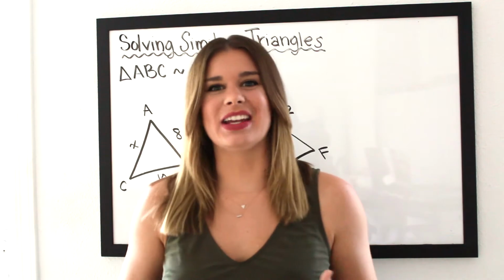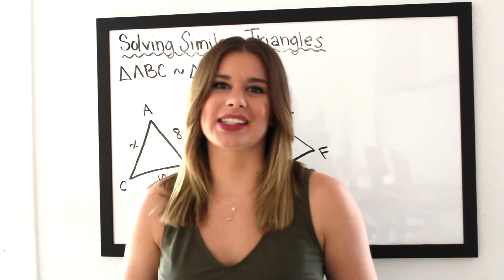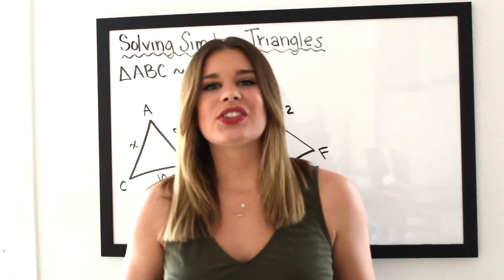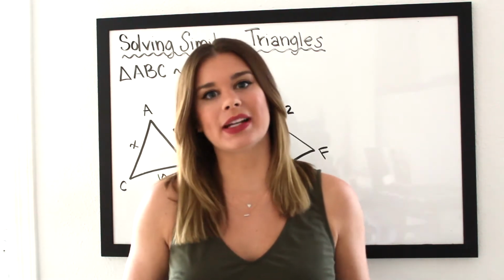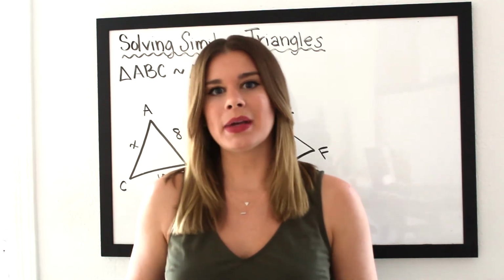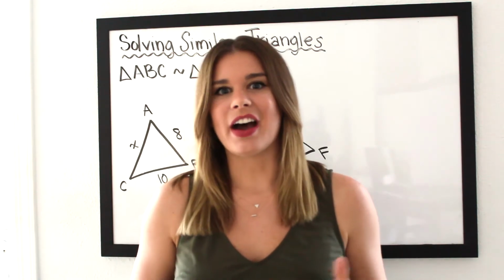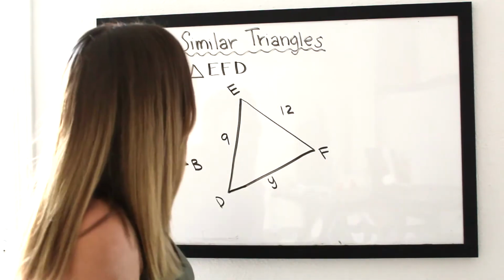I'm Miss Merkin and we are going to be going through how to solve for missing side lengths on similar triangles. So to do this, we're just going to go through an example together and I'm going to really slowly go step by step to tell you the rationale behind how I'm going to solve this problem. Alright, so let's take a look at this example that we have.